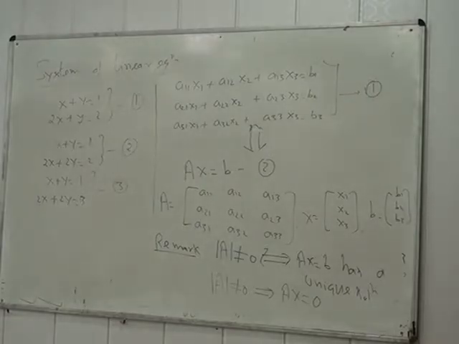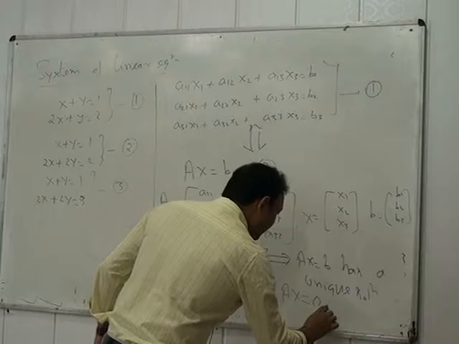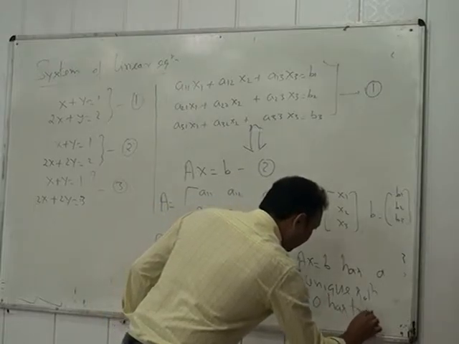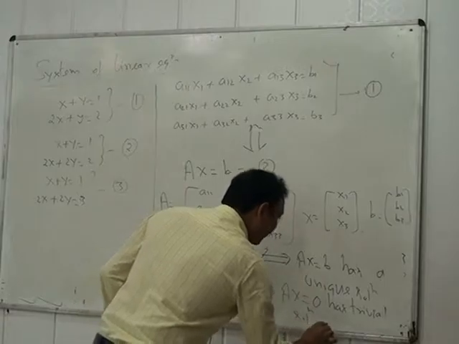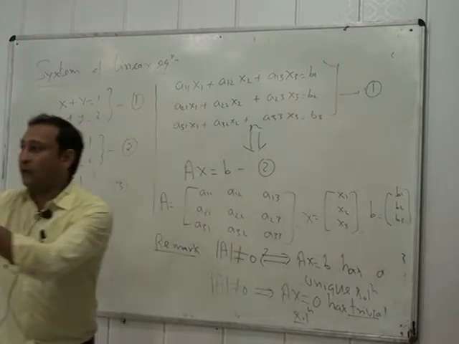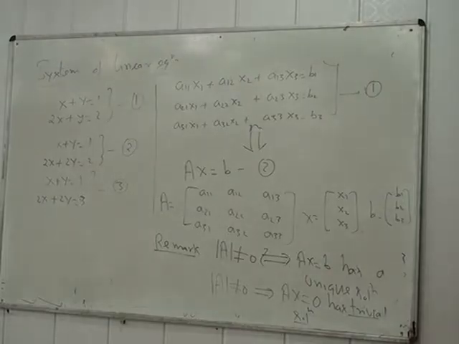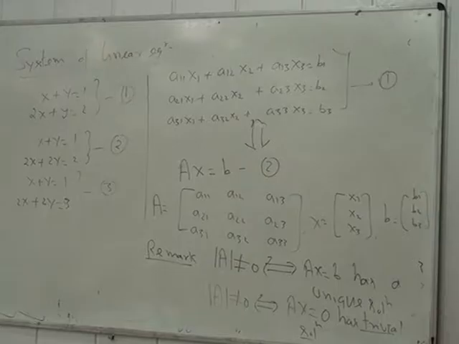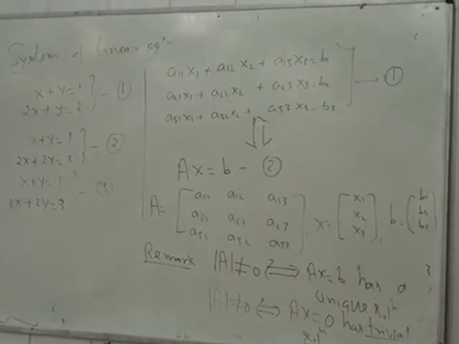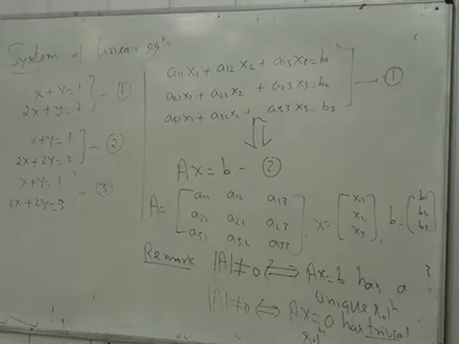So no need to compute the solution. If determinant of A is non-zero, Ax equal to 0 always has only one solution, that is 0, 0, 0. So no need to compute. The trivial solution is x equal to 0. x equal to 0 is my solution. No need to compute it. So if you have a homogeneous equation and determinant of A is non-zero, always your solution will be x equal to 0. You understand?